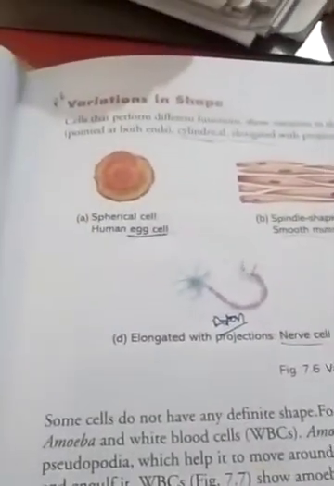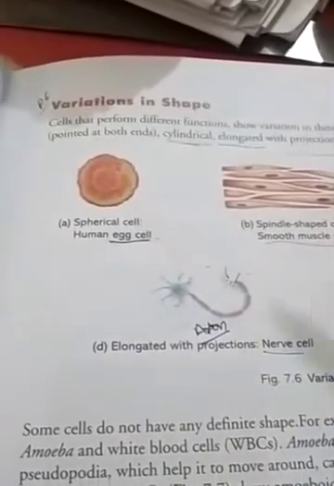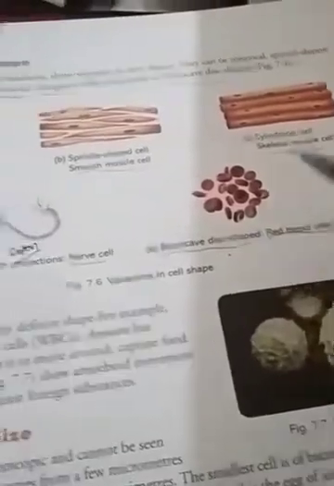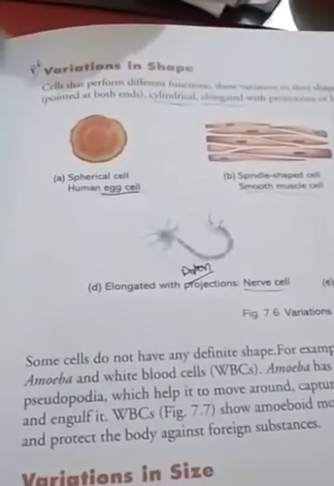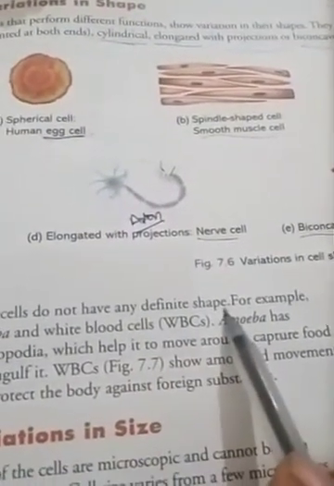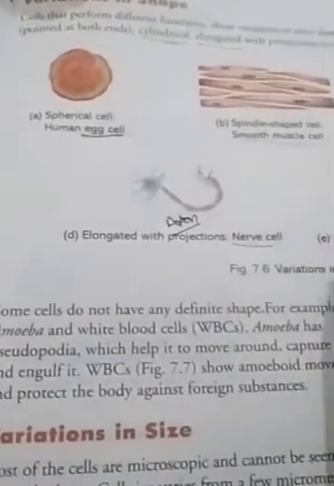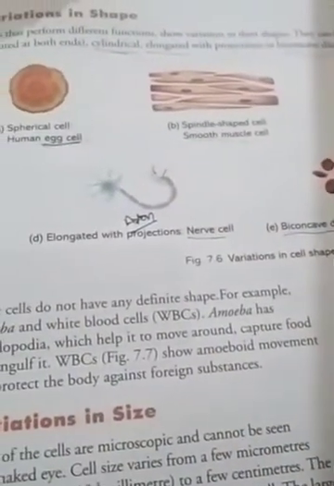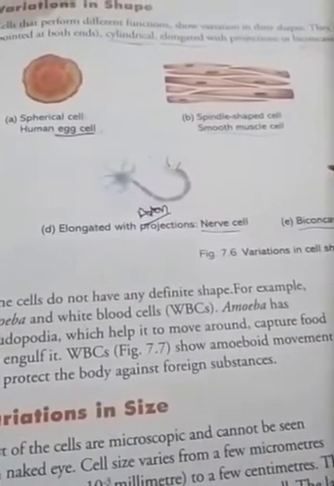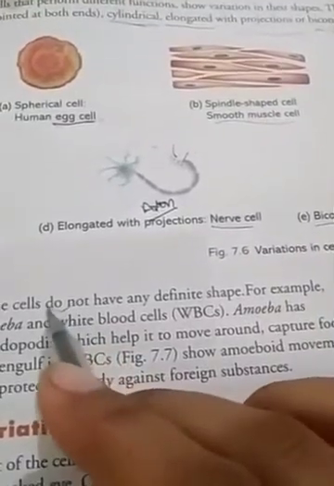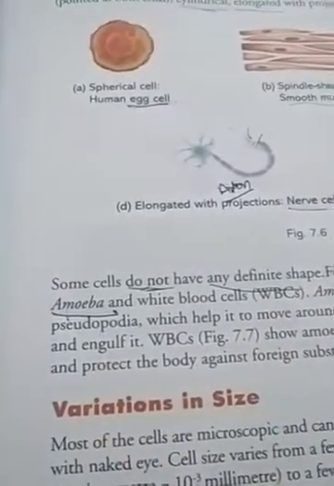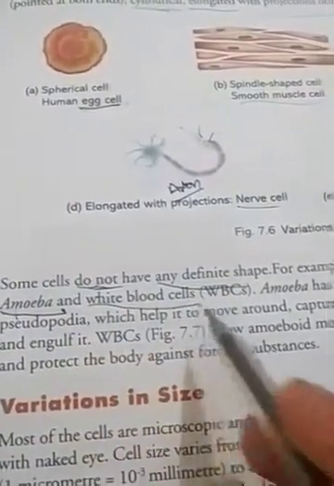So in this video, what you see is variation in the shape of cells. These are spherical, spindle, cylindrical, disc shape, and elongated. Some cells do not have any definite shape. For example, these cells which you see here have their definite shape, but some cells do not have any definite shape. For example, amoeba, which I showed you in the previous part, and the WBC cells.